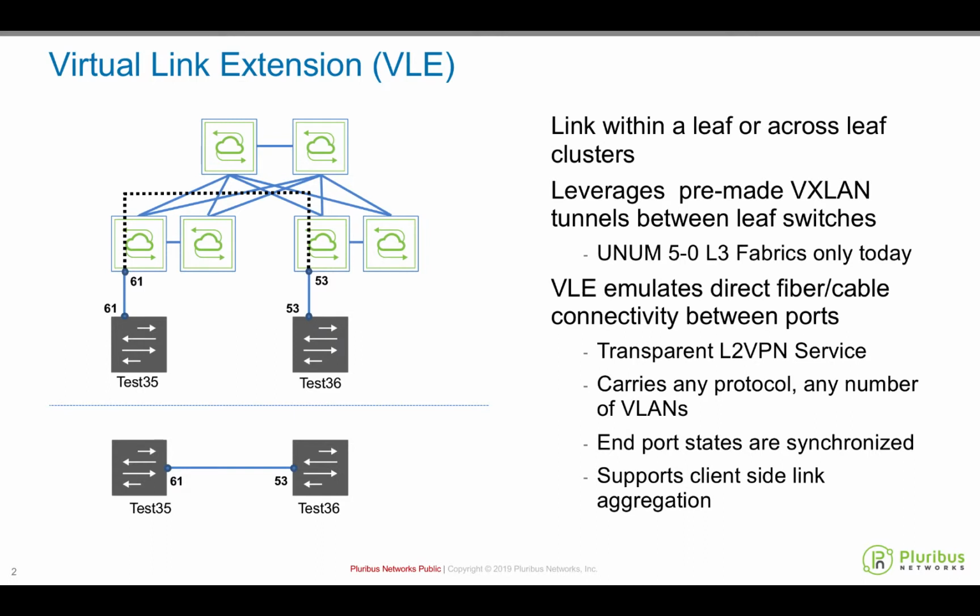In the example on the left is our testbed: 2 spines, 4 leafs, and 2 test switches. I'm going to be creating a link between leaf 1, port 61, and leaf 3, port 53. When we're finished, the 2 test switches will see each other as if they were connected by a single cable, as you can see on the lower left.